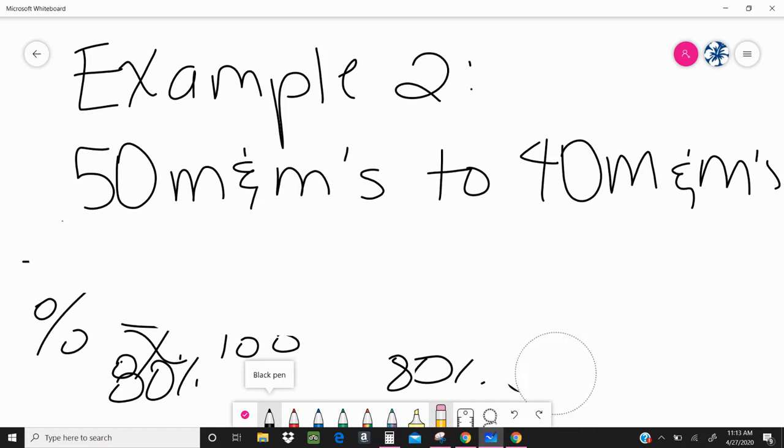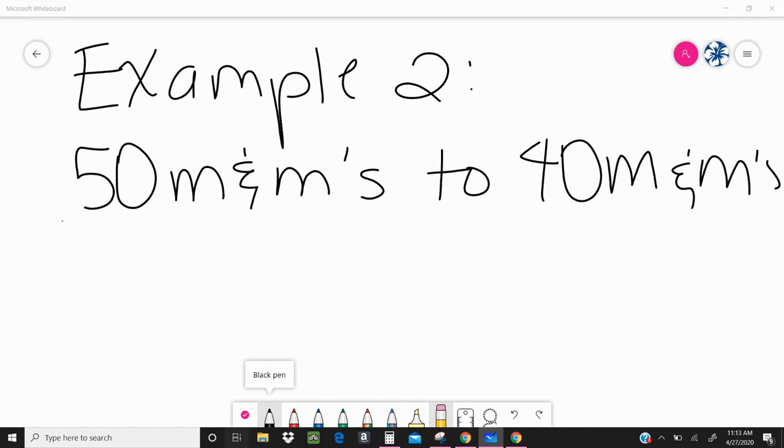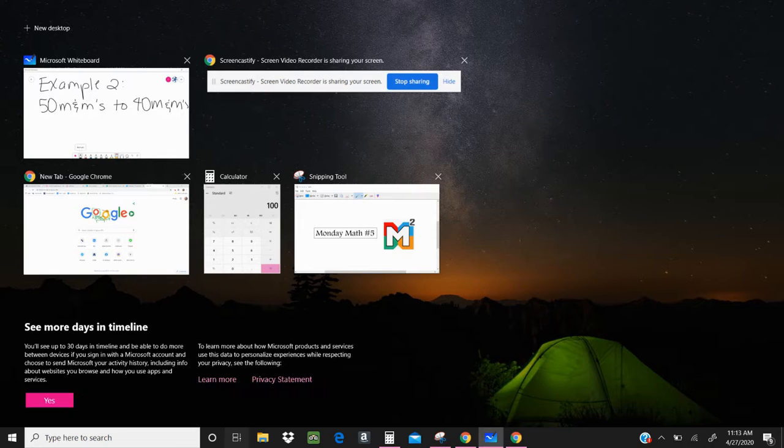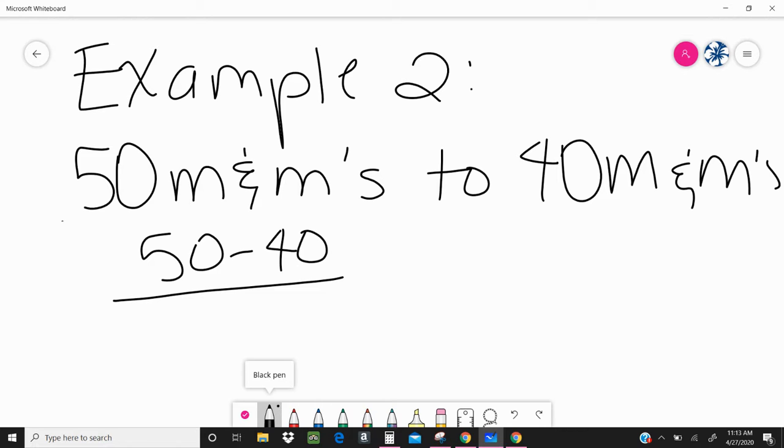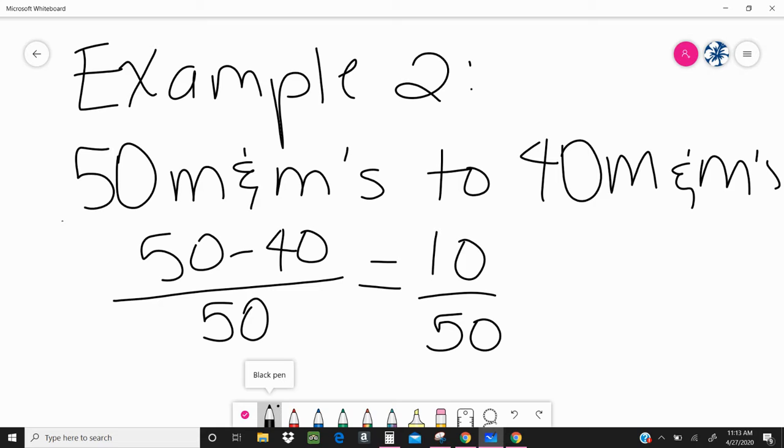All right, so again, if I'm going to use my little equation, what I'm going to need to do is take 50 and subtract the 40 to find the difference, over what my M&Ms started with. They started with 50. And so now I have 10 over 50, which is equal to 20%.